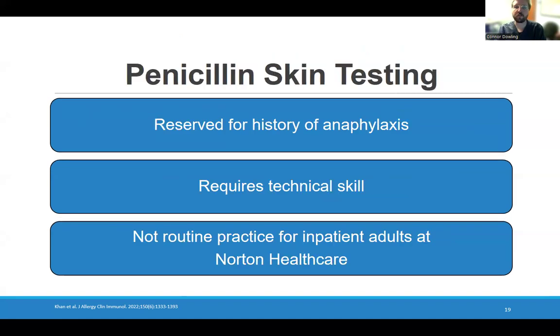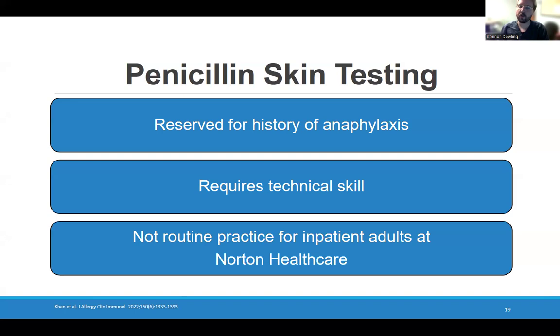In terms of some of our other recommendations, looking at our penicillin skin testing, this is something that is routinely recommended in the 2022 practice parameter guidance, but it is really reserved for a history of patients with an anaphylactic reaction to a beta-lactam or penicillin antibiotic. So this is something that's not going to necessarily involve as much of a group discussion. This is something that's going to generally require technical skill to be able to pull off.